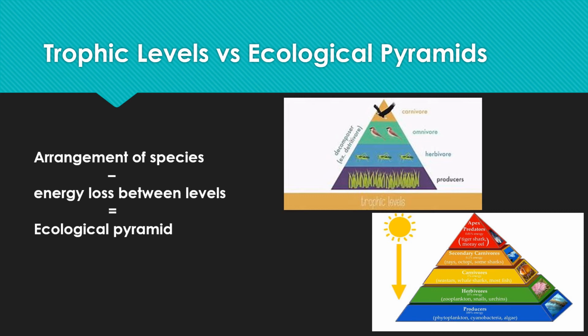When energy is passed between levels, it loses some of its strength, if you will. So it loses almost 90% of its energy. So yes, the herbivore is getting energy from the producer, but it's about 90% less than what the producer started with. And what I want you to do is not memorize numbers, because that's crazy to do. But I want you to know that as energy is pushed up the pyramid, energy is lost. It's not maintained.